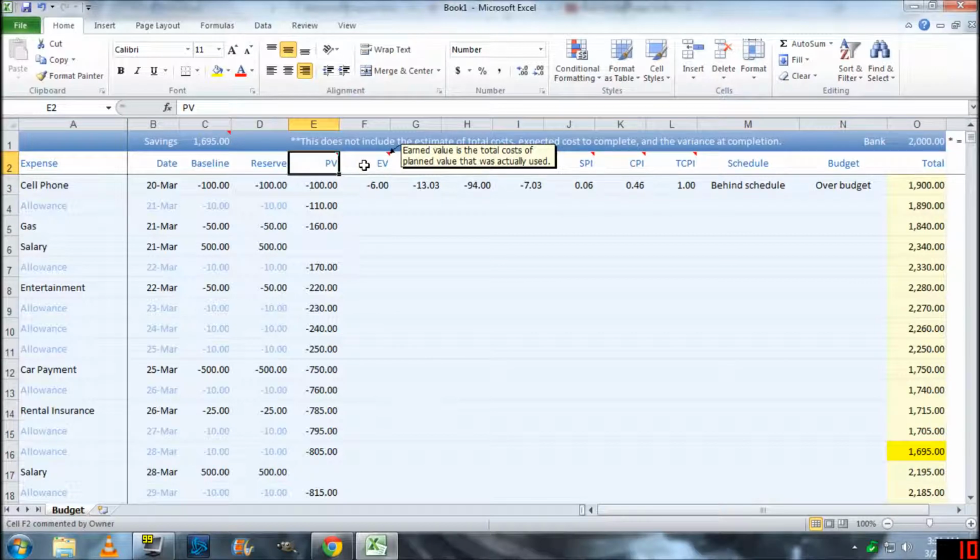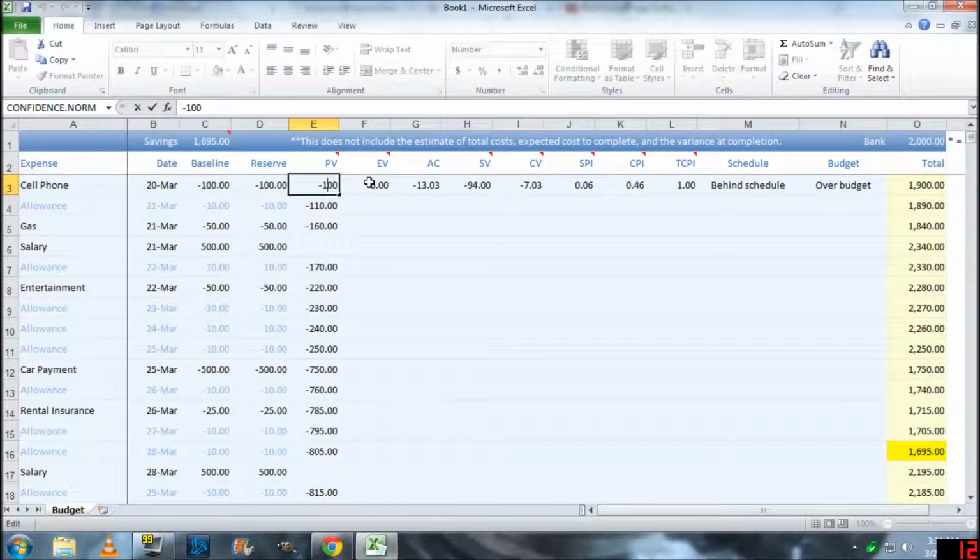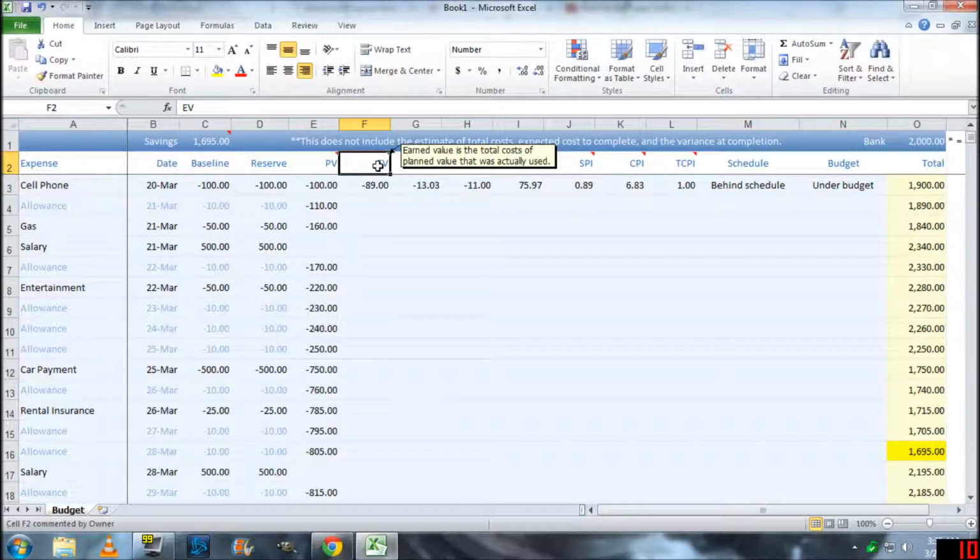Now, the earned value is actually based on how much was spent. So let's say yesterday, your planned value is $100. Today, you found out you only have to pay your cell phone. You only paid your cell phone 80. Since this is budgeting, I usually put negative based on my calculation for the total. So you only paid $89. That's how much you paid so far yesterday. So that's your earned value, $89.